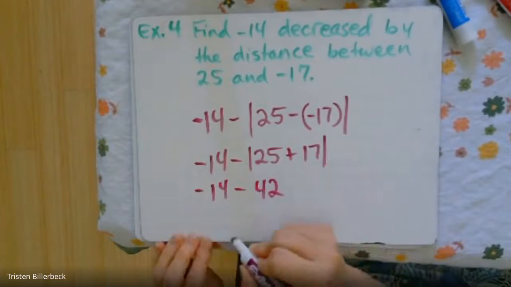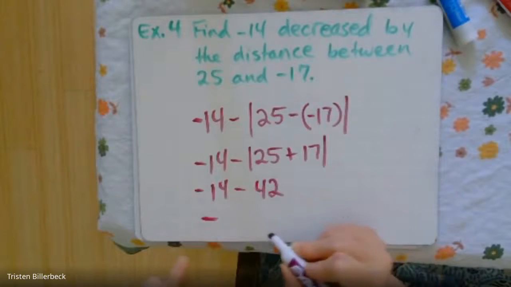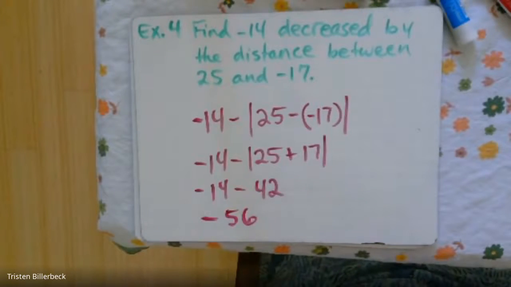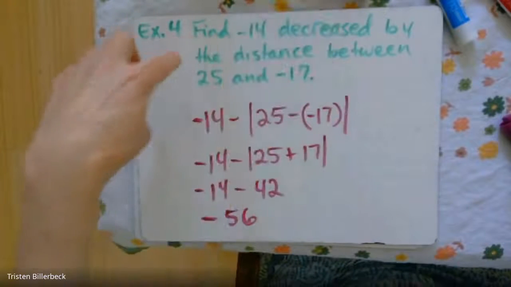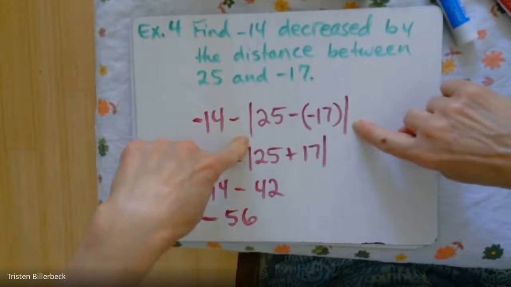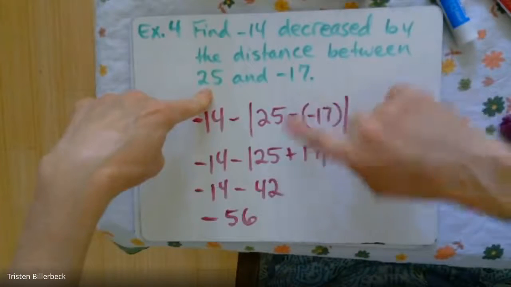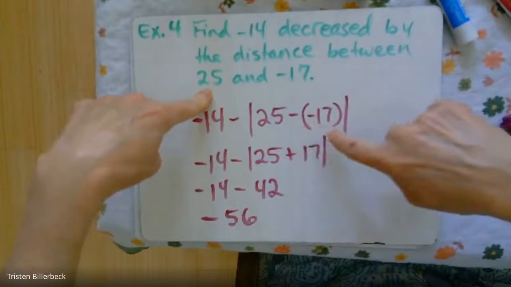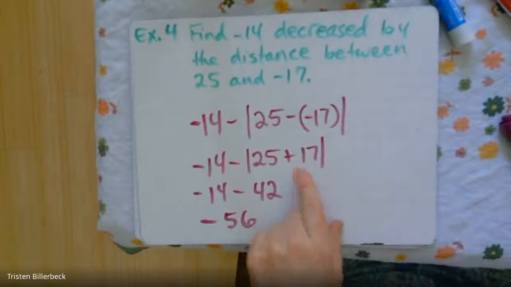So we have same sign, we add them and keep the sign. So we have a negative answer because both numbers are negative, and we add them and we get 56. All right, so that is negative 14 decreased by the distance. Whenever we talk about distance, we use an absolute value sign between 25 and negative 17, and when we're finding the distance between numbers, we subtract. So that's where we got that plus sign.